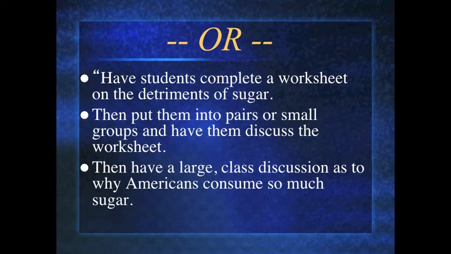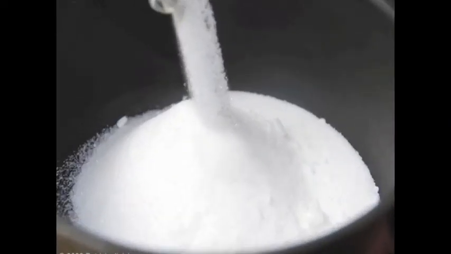The best anticipatory set is the first one, pouring sugar into a bowl that represents the amount of sugar that they consume whenever they eat or drink popular foods, such as a 32-ounce Coke. It's creative. Having students complete a worksheet is not creative. Anticipatory sets should be creative.